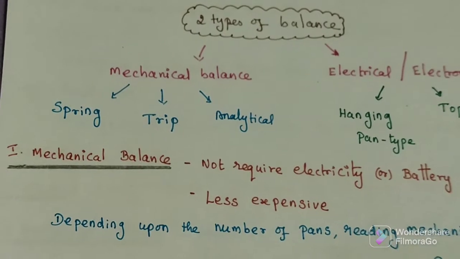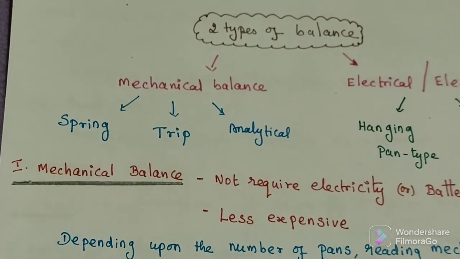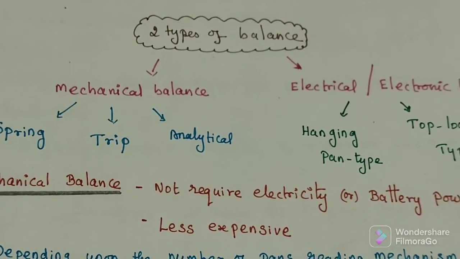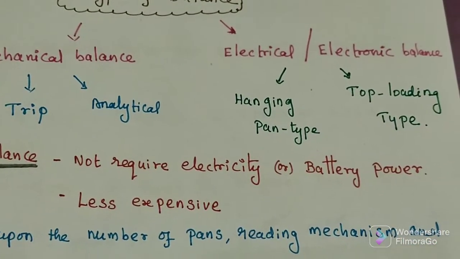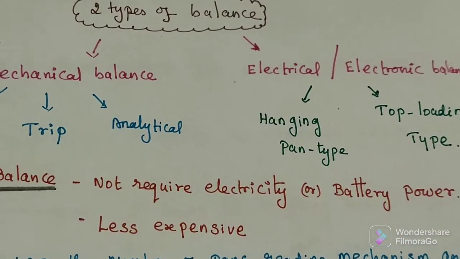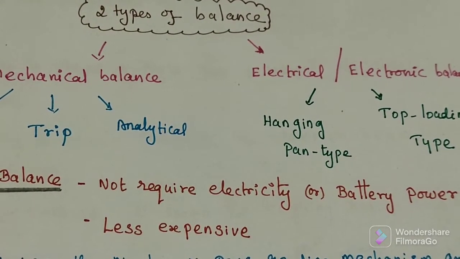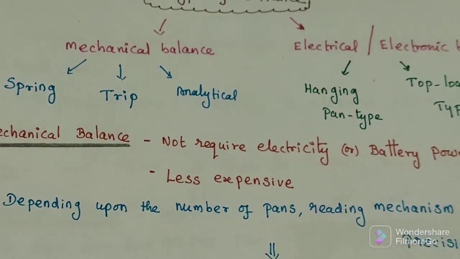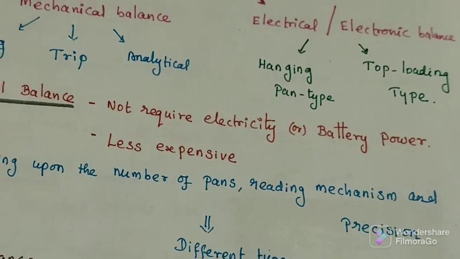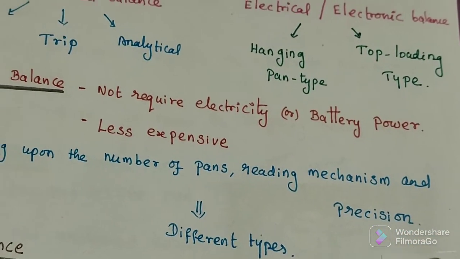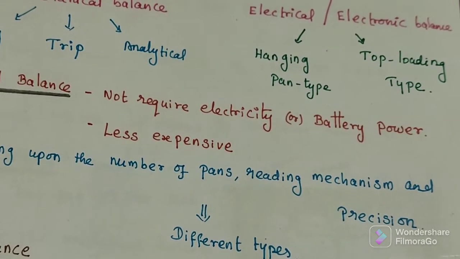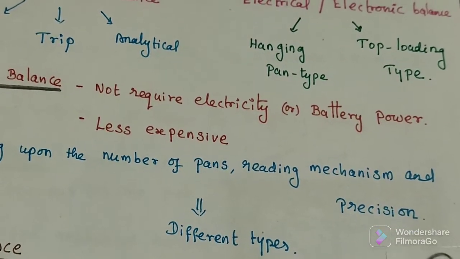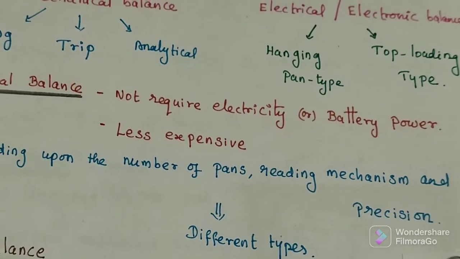First we will discuss the mechanical balance. Mechanical balance does not require electricity or battery power. It is less expensive compared to electrical and electronic balance. Depending on the number of pans, reading mechanism and precision, it has different types. We will discuss them one by one.